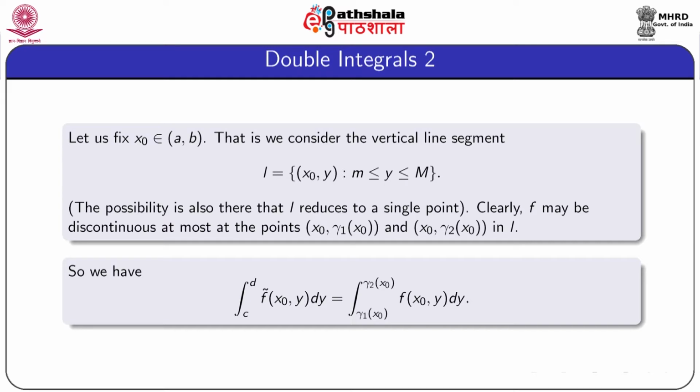Let us fix x0 in the open interval (a, b). That is, we consider the vertical line segment, say L, equal to the ordered pair (x0, y), where y lies between small m and capital M. The possibility is also there that it reduces to a single point. Clearly, f tilde may be discontinuous at most at the points (x0, gamma 1 of x0) and (x0, gamma 2 of x0) in this. So, we have the integral from c to d of f tilde (x0, y) dy equal to the integral from gamma 1 of x0 to gamma 2 of x0 of f (x0, y) dy.